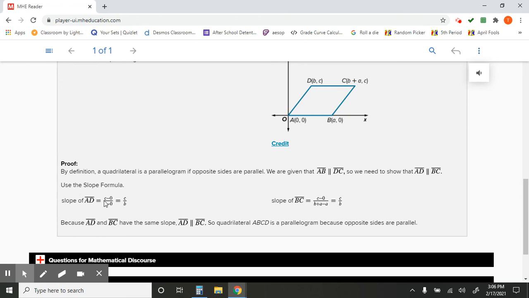So we're going to use the slope formula, and we're going to plug in the points for A and for D. So A is at the point (0, 0), and D is at the point (b, c), which gives us a slope of c over b. And then we do the same thing for BC, proving that it is c over b. So therefore they have the same slope. Now, because AD and BC have the same slope, AD is parallel to BC. So quadrilateral ABCD is a parallelogram because opposite sides are parallel. This is parallel to this, and this is parallel to this.